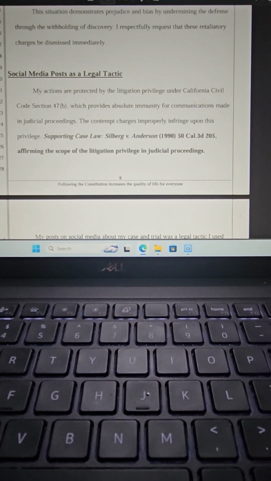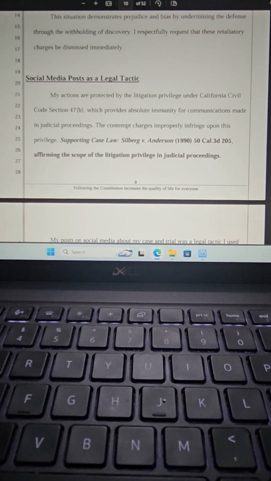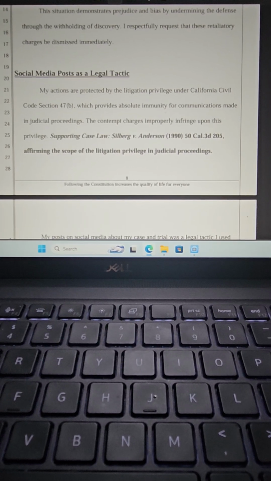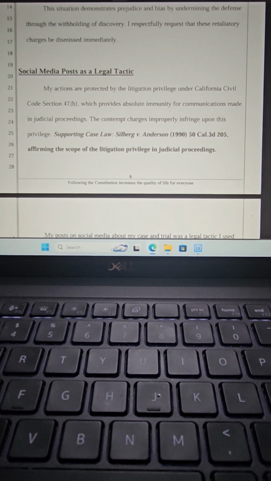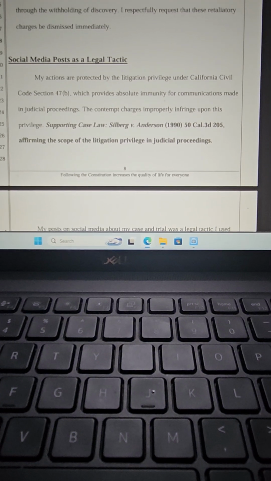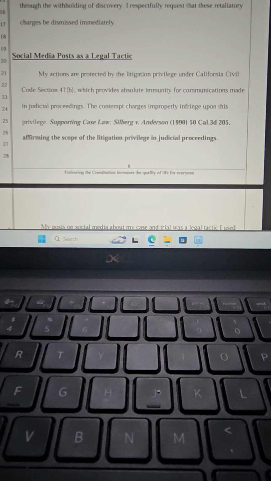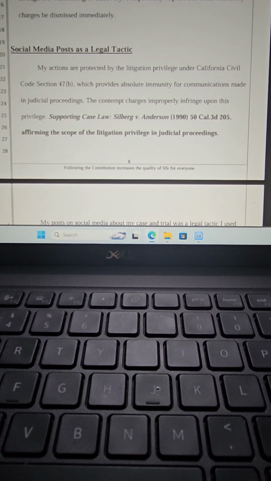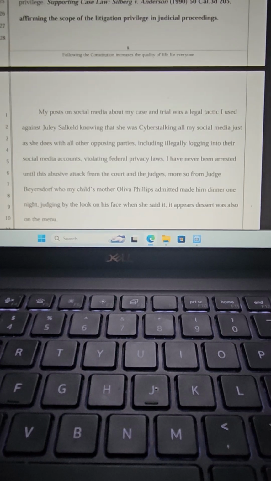Social media posts as a legal tactic. My actions are protected by the litigation privilege under California Civil Code Section 47(b), which provides absolute immunity for communications made in judicial proceedings. The contempt charges improperly infringe upon this privilege. Supporting case law is Silberg v. Anderson, affirming the scope of litigation privilege in judicial proceedings.